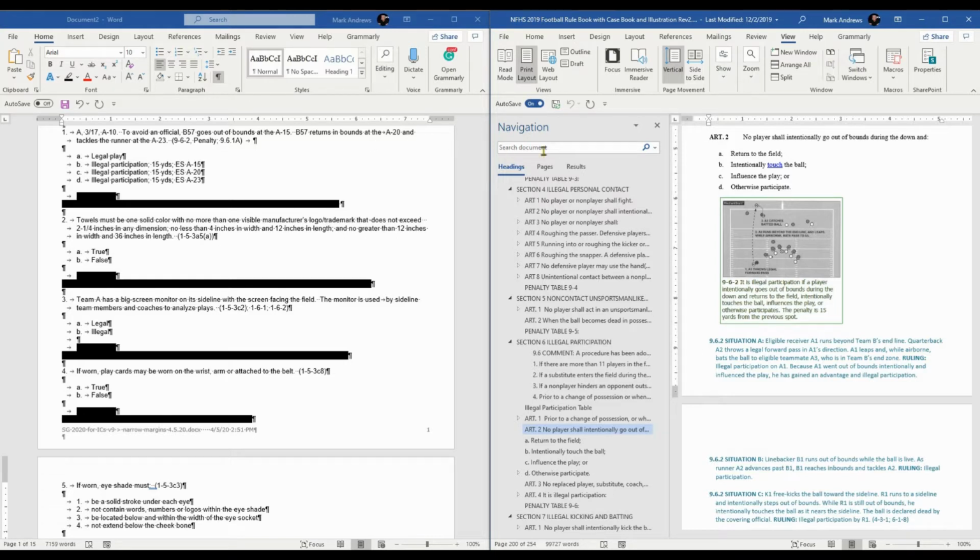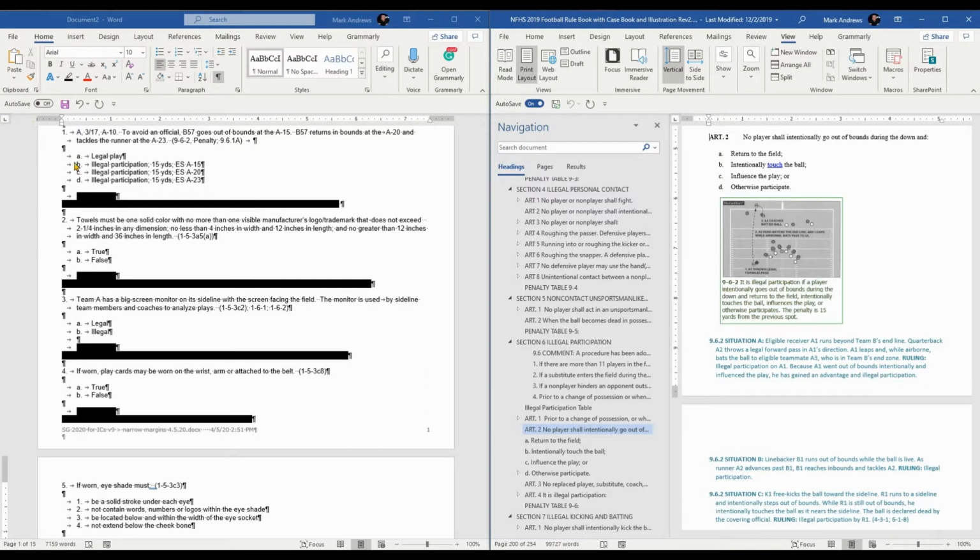Okay, so let's take a look at 9-6-2. It says, no player shall intentionally go out of bounds during the down and return to the field, intentionally touch the ball, influence the play, or otherwise participate. So, generally speaking, unless a player is pushed out of bounds, he cannot legally go out of bounds and then come back in or otherwise participate. For instance, he could stand out of bounds and reach up and touch a pass, right? Still be out of bounds, but that would be influencing the play or intentionally touching the ball. So he is not allowed to return to the field.